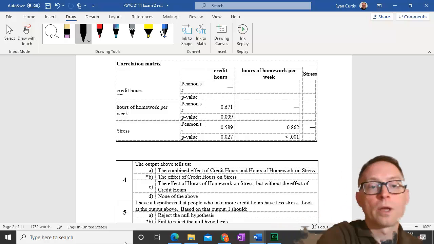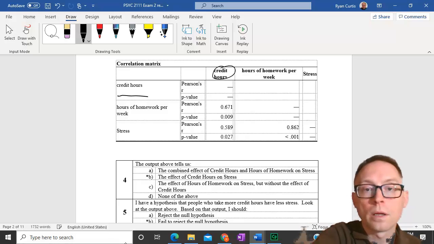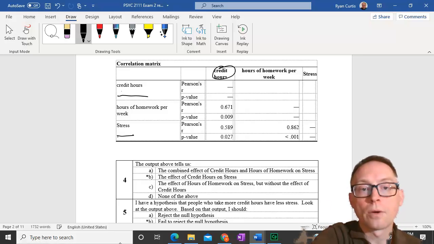So I'm looking at credit hours here or here compared to stress. Now, credit hours compared to stress, I don't have anything over on the right, so I have to use this one. Credit hours and stress.